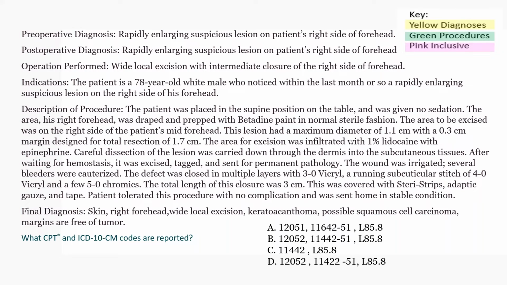Final diagnosis: skin, right forehead, wide local excision, keratoacanthoma, possible squamous cell carcinoma. Margins are free of tumor. What CPT and ICD-10 codes are reported? All right, coders, you have 2.5 minutes and your time starts now.